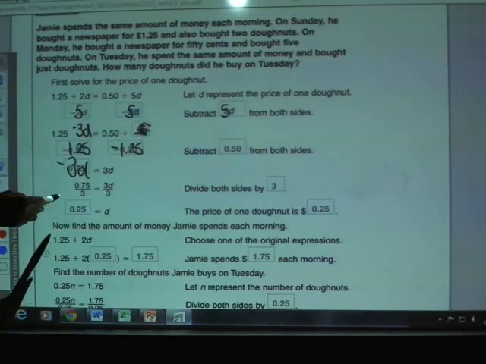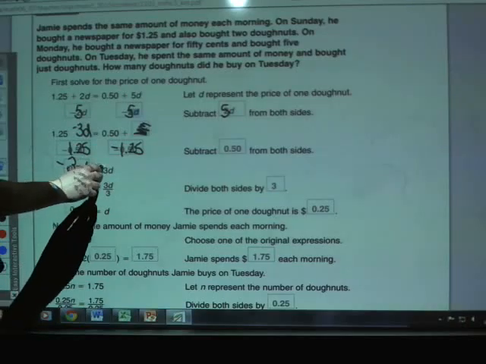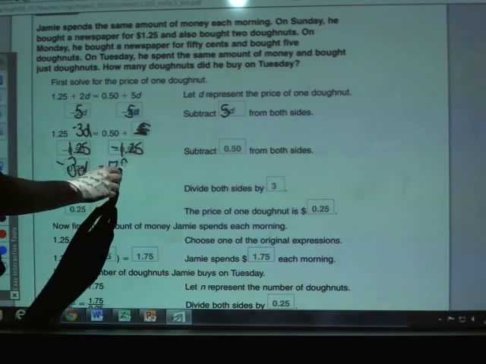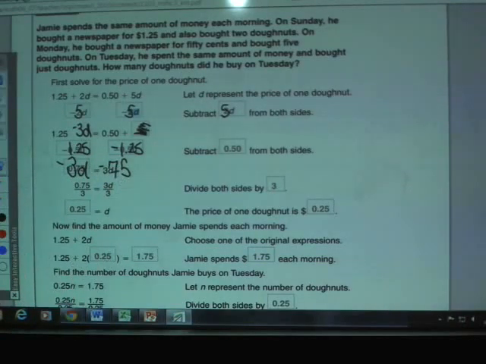When we do that, we end up with negative 75 cents, or negative 0.75. So I want to know when negative 3D would be the same as negative 0.75. And even though we've got a different multiplication and division happening there, it's the same net effect because the negatives end up canceling out, and we end up finding out that the cost of a donut is 25 cents. Now, that helps us because now we know what the cost of a donut is.